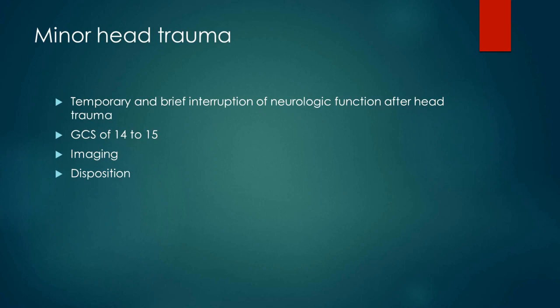Minor head trauma. Temporary and brief interruption of neurological function after head trauma. This is a patient who has a GCS of 14 to 15. They may or may not have loss of consciousness. Most patients have symptoms that are resolved by the time they reach the emergency department, except for most commonly headache, nausea, and vomiting. May have a mild amount of post-traumatic amnesia. Most neurosurgeons advocate liberal CT scanning in patients with minor TBI.